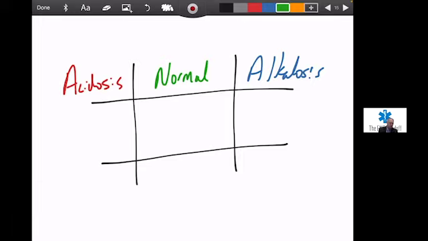So any pH that's below 7.35 is acidosis. It goes in the acidosis column. Any pH above 7.45 is alkalosis. And it's going to get placed in the alkalosis column.